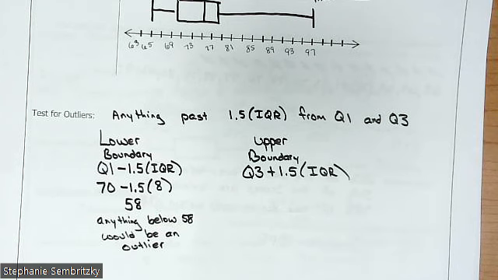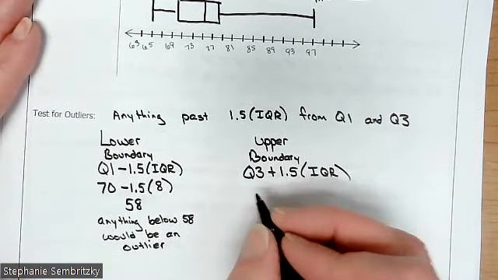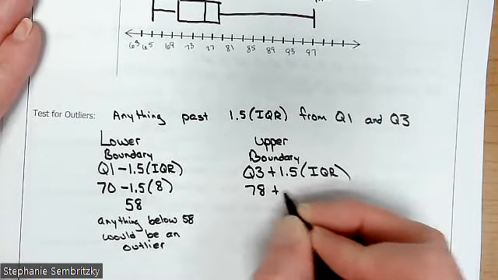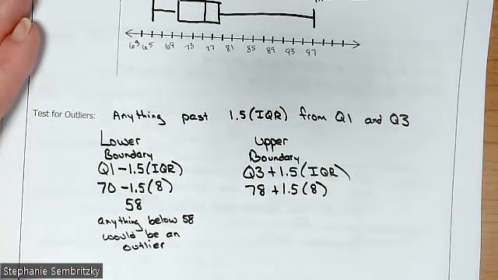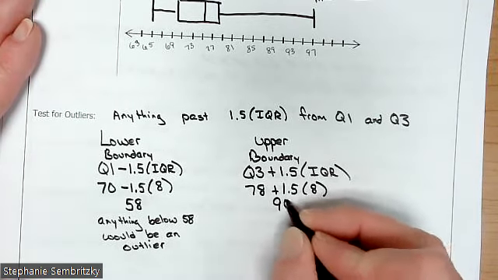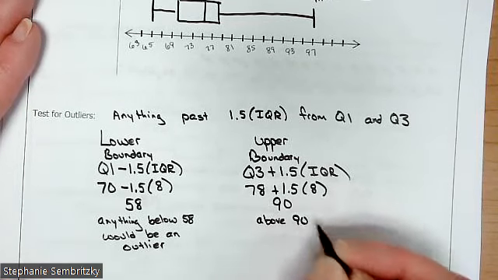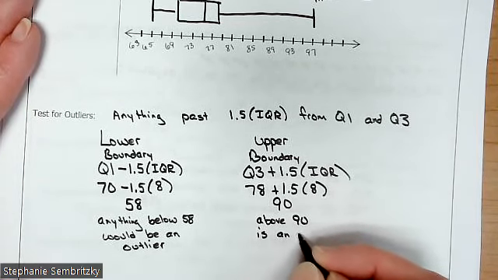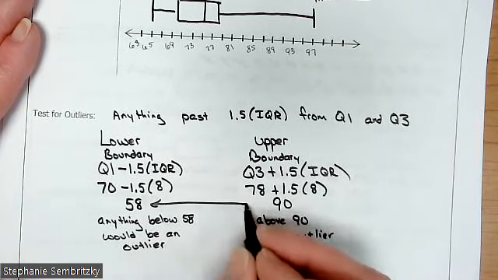No. So we need to know this formula. Upper boundary, I'm going to take my Q3 and add 1.5 times the IQR. And I got 90. So above 90 is an outlier. So good numbers are going to be between 58 and 90.